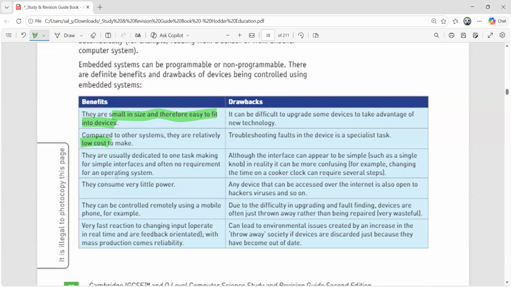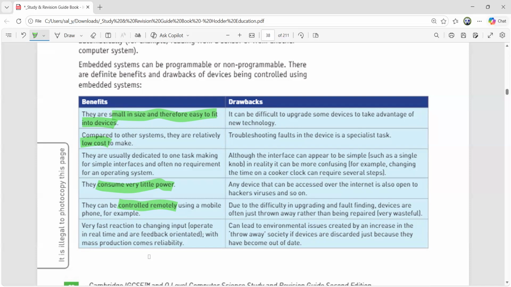Can consume very little power. Another advantage of them. Then you can say they can be controlled remotely using a mobile phone, for example, and controlled from a remote location. As you can see, a lot of applications are handled from a remote location. Very fast reaction to changing input also. So they're able to respond very quickly.